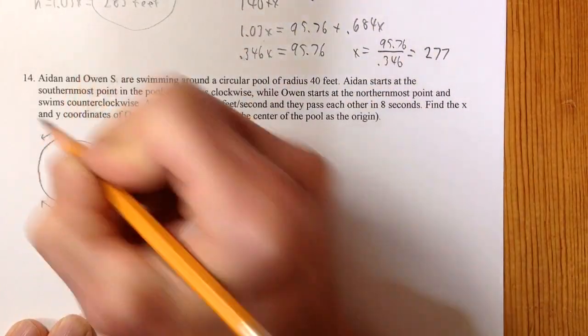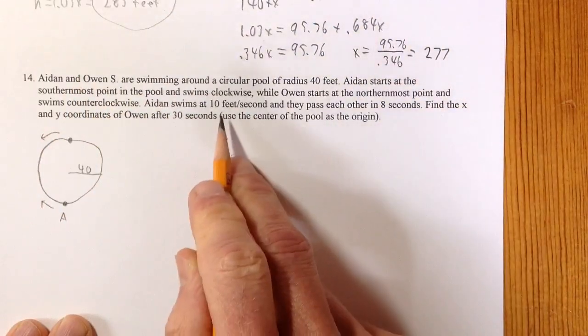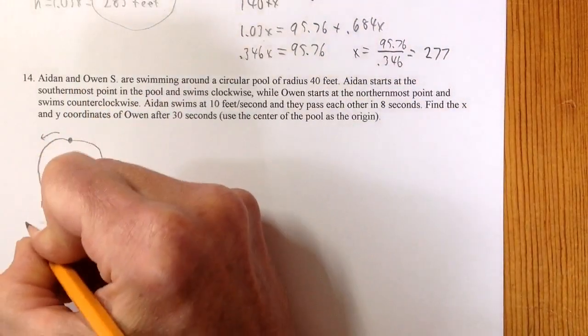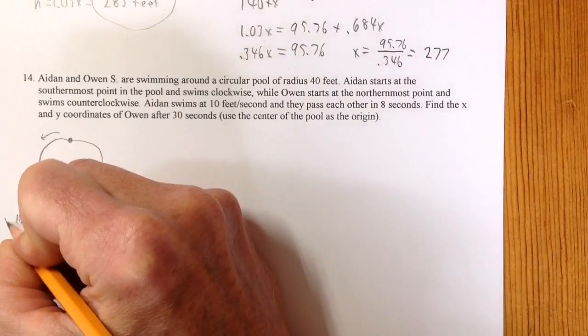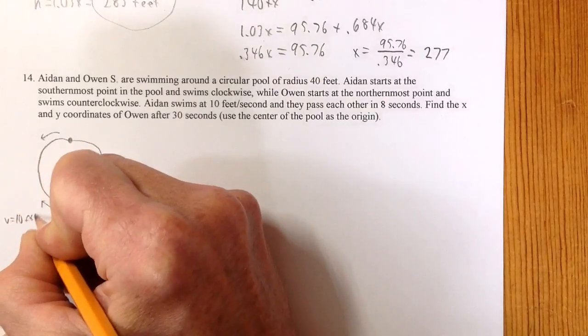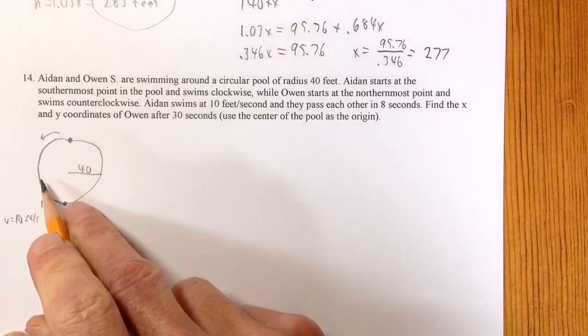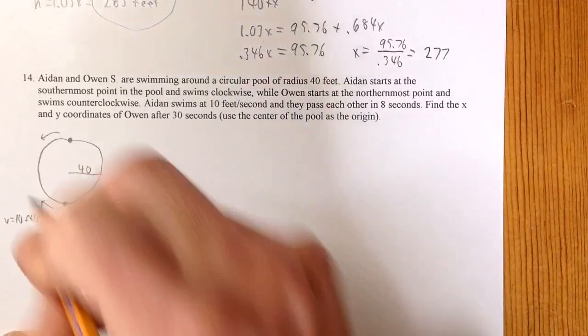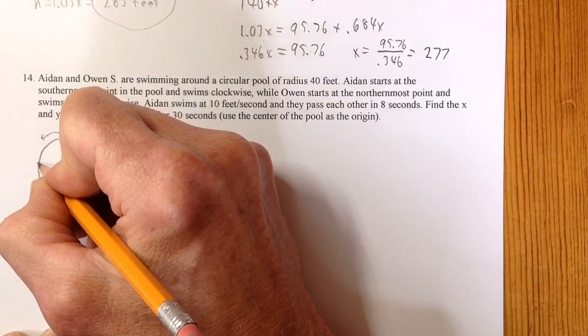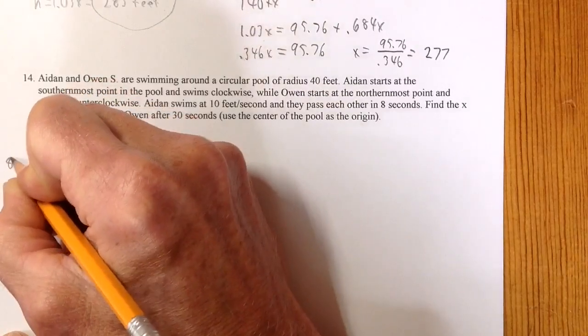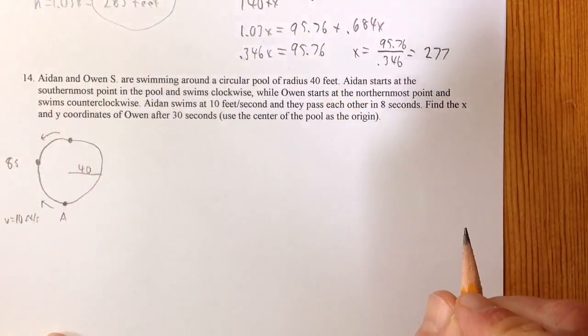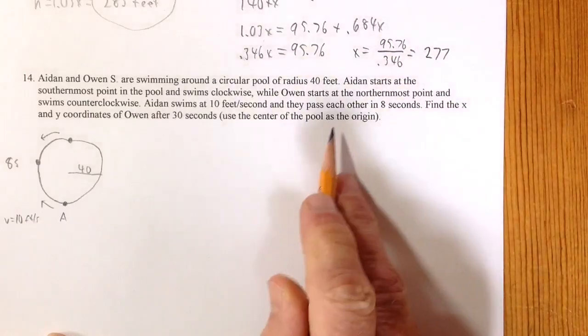And let's see, Aiden swims at 10 feet per second, so that's his velocity, 10 feet per second. And they pass each other in 8 seconds, so they crash into each other in 8 seconds, maybe somewhere around here. And find the x and y coordinates of Owen after 30 seconds.